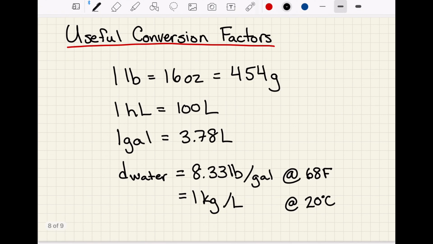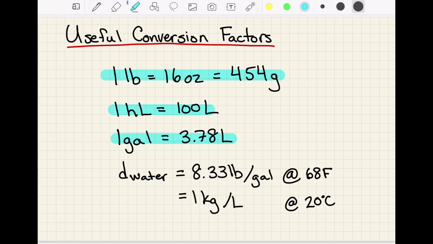Okay, so lastly, I'd just like to point out a couple of useful conversion factors that you may need to use in these types of calculations. So 1 pound is the same as 16 ounces, and that also equals 454 grams. So in case you prefer to work in and out of metric units, that could be a useful one. A hectoliter equals 100 liters. This may be important, especially when reading the side of a package. In certain countries and regions, they do like to talk in hectoliters. So that might be a useful one to know. 1 gallon equals 3.78 liters, and that's 1 US standard gallon. So don't get confused with imperial. So that's 1 US standard gallon equals 3.78 liters.